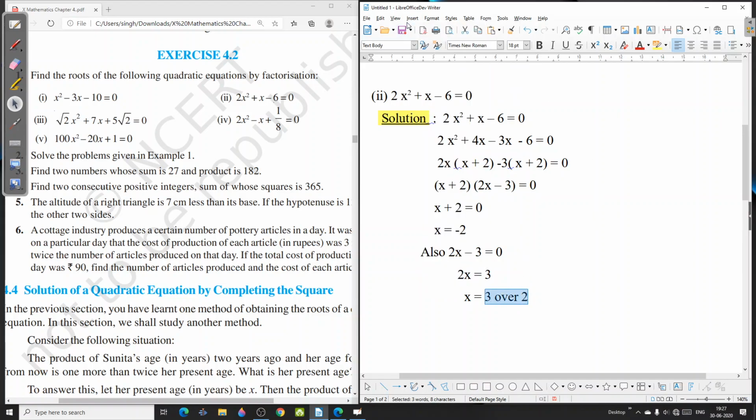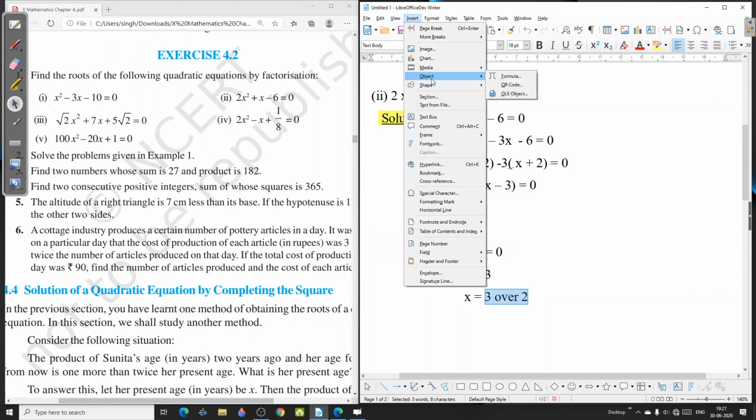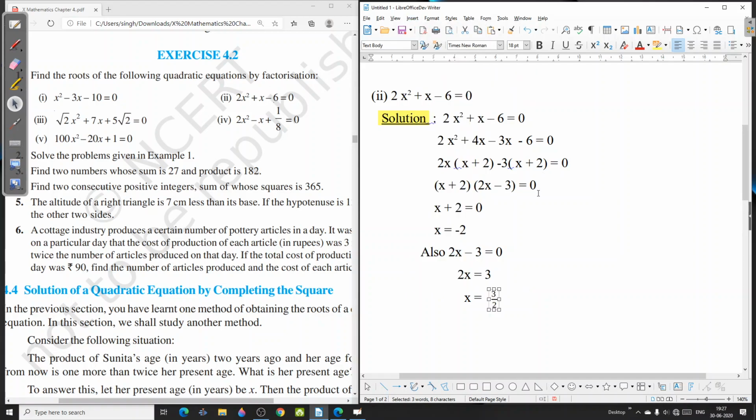X equal to 3 over 2 means we will get 3 by 2. So, these are the solutions of x. One is minus 2, another one is 3 by 2. So, same thing you will try for this third part. Third one also will do the same way.